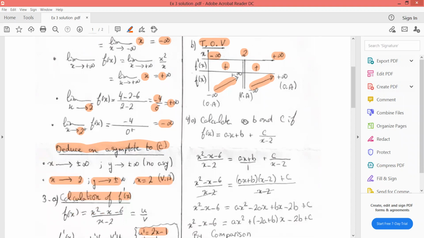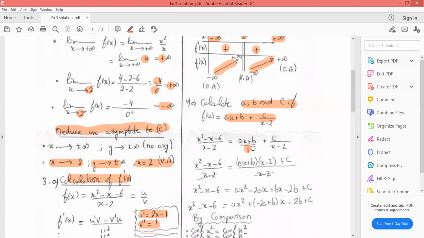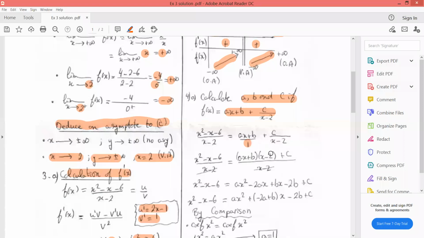Okay. We will calculate a, b, and c if f of x equals ax plus b plus c over x minus 2. We take the LCM on the right side, putting over 1 here. The LCM gives ax plus b times x minus 2 plus c. We remove x minus 2 from the two sides. They are the same. We get x squared minus x minus 6.